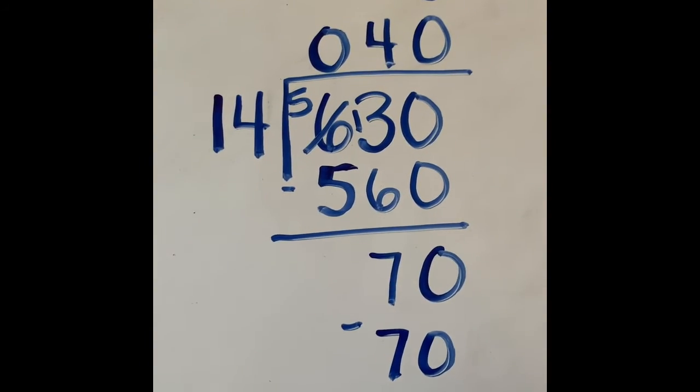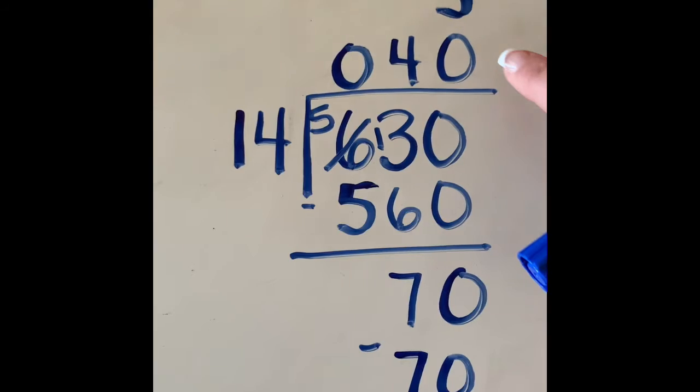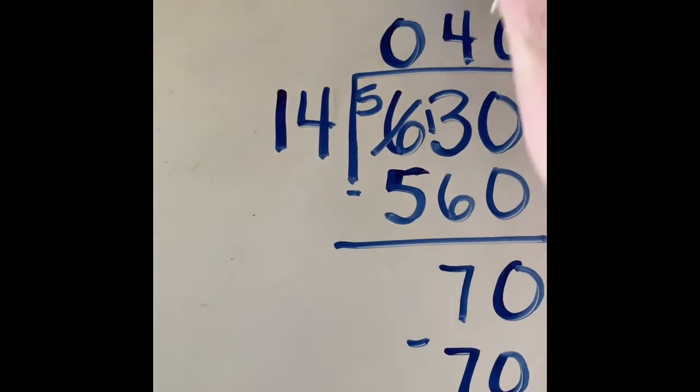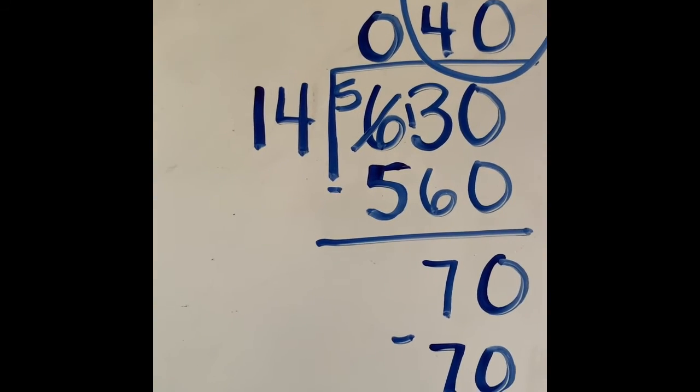I've reached 0 again, so I've solved my equation. I take my partial quotient 40 plus my partial quotient 5, and I put these together, and my answer is 45.